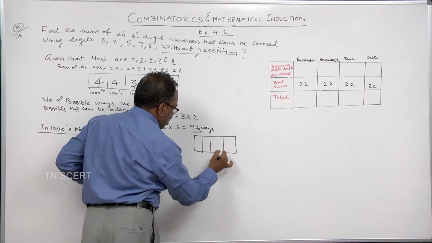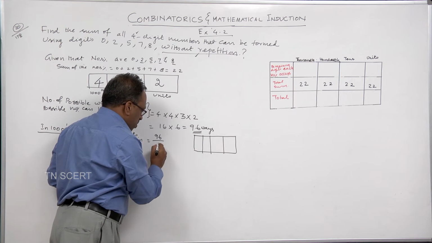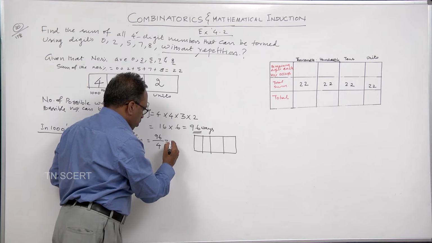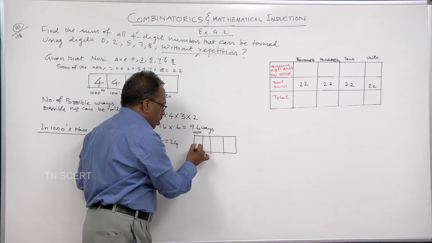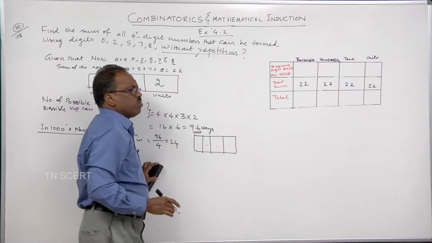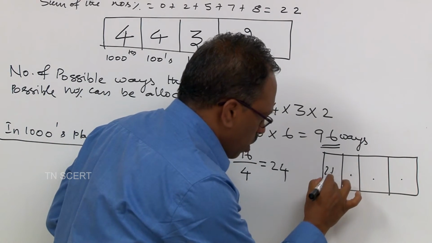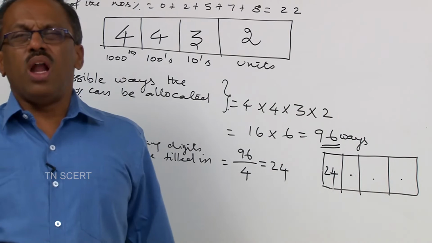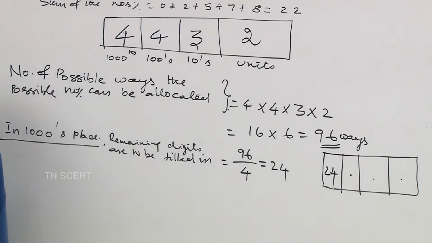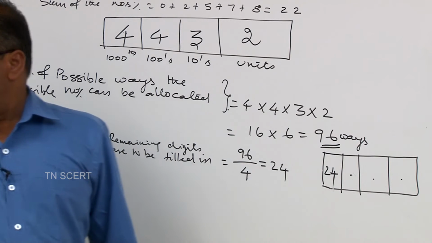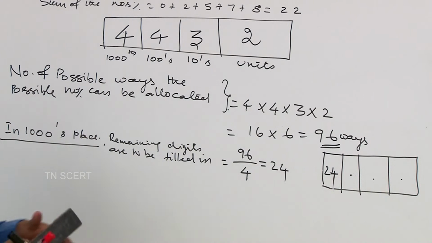So the remaining digits, totally it is 4 digits, 1 2 3 4. That means 4 2s are 8, then 4. So each place gets 24, 24, 24, 24, like that the allocation is there. So the allocation for the thousands place is 24, that is over here.